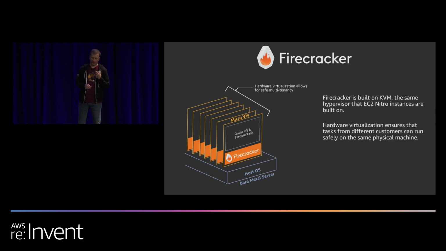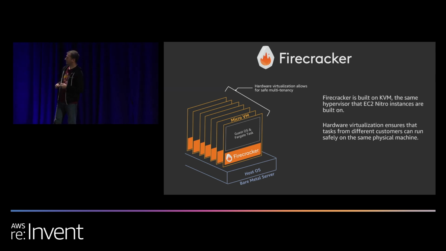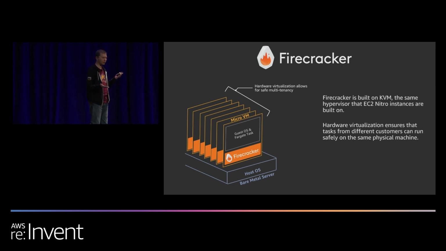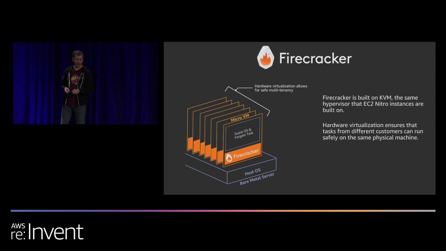Firecracker is a virtual machine monitor that is based on KVM. KVM is the same hypervisor that the EC2 Nitro platform is using today. With Firecracker, we can run containers as micro VMs and get the best of both worlds. Just like traditional containers, with Firecracker micro VMs, you get minimal overhead and fast startup times. However, unlike traditional containers, Firecracker micro VMs also provide an additional layer of trusted security isolation by hardware virtualization.